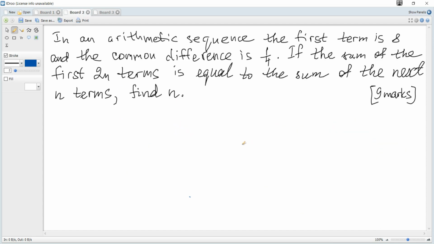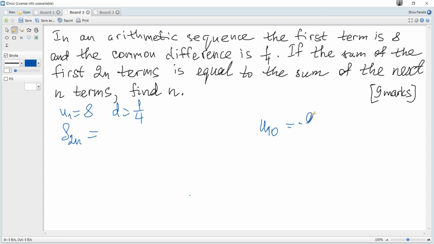The next question: in an arithmetic sequence, the first term is 8 and the common difference is 1 over 4. If the sum of the first 2n terms is equal to the sum of the next n terms, find n. First of all, how can we write, for example, the 10th term using sums? The 10th term is equal to the sum of the first 10 terms minus the sum of the first 9 terms.